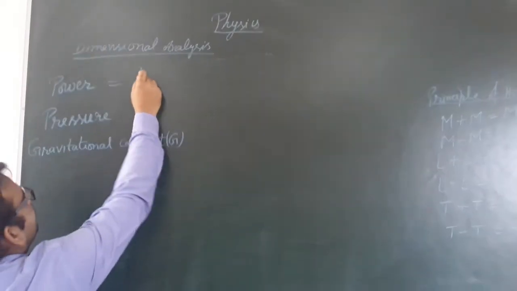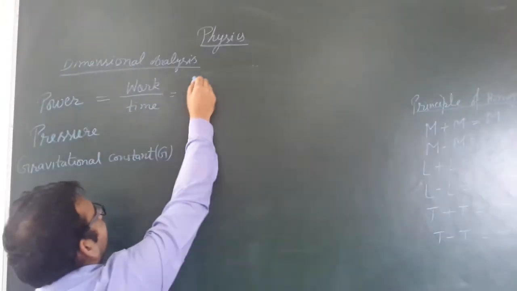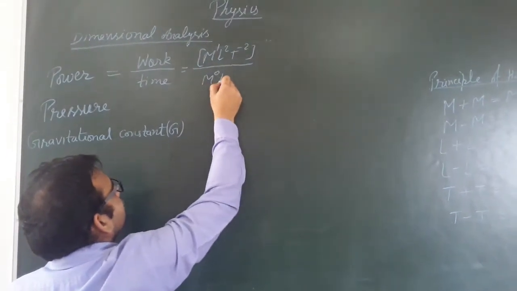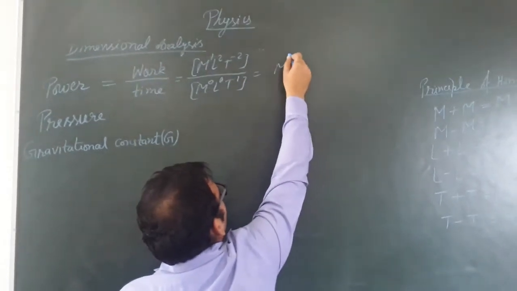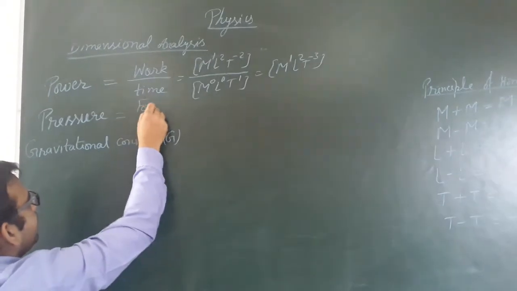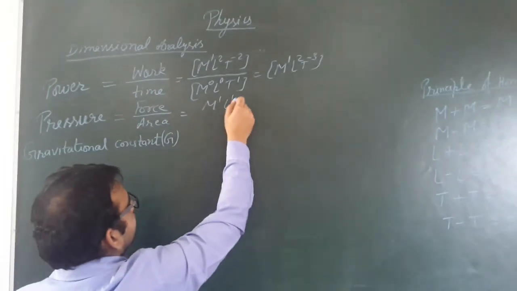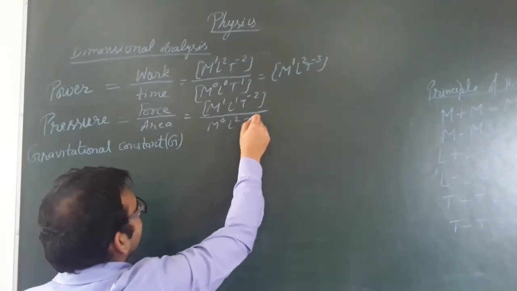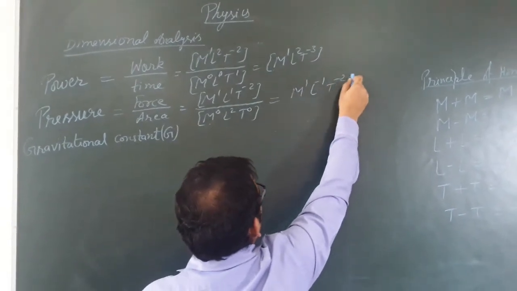Power is work upon time. The work dimension formula is M1 L2 T minus 2, and time is M0 L0 T1. So it will be M1 L2 T minus 3. Pressure is force upon area. Force is M1 L1 T minus 2 and area is M0 L2 T0. So we can write M1 L minus 1 T minus 2.